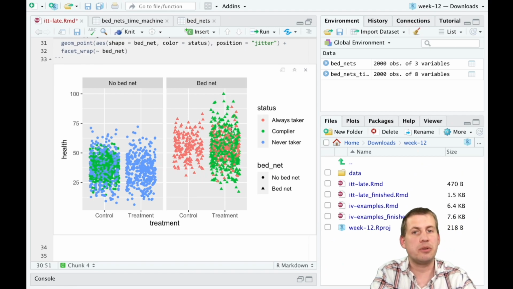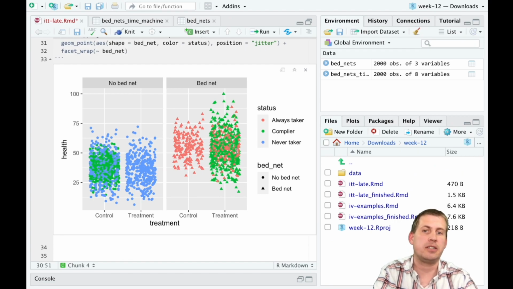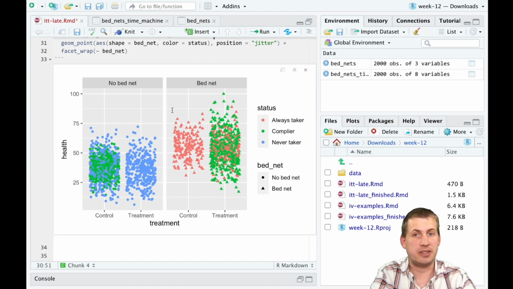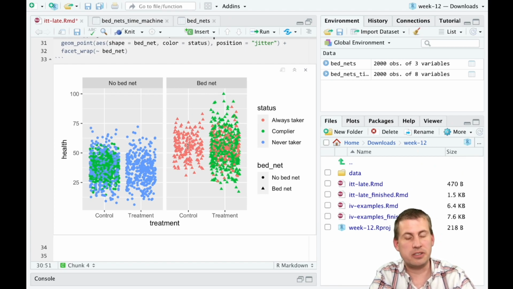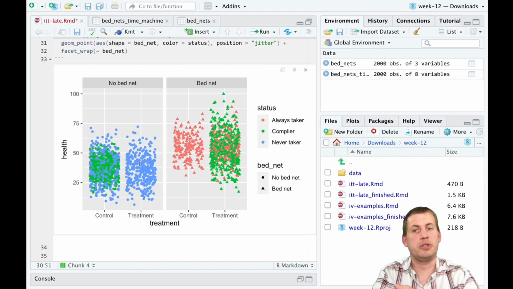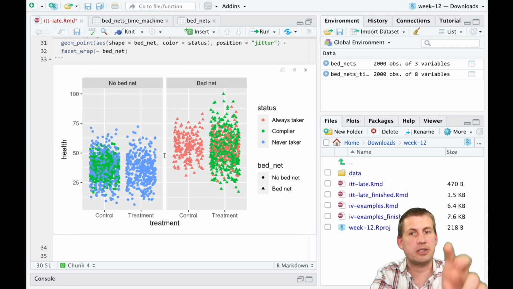You get the same issue with the always takers in the treatment group with the people who actually did the program. This treatment group is mixed up with compliers and always takers. The only groups that aren't mixed up are the control group that used bed nets. We know that they are always takers. They'll always use the bed net regardless of assignment to treatment. And the never takers in the treatment group, if they were assigned to treatment but they didn't use the bed net, because they're never takers, they're never going to do it regardless of what they're assigned to. So those are the only two groups that are like pure.